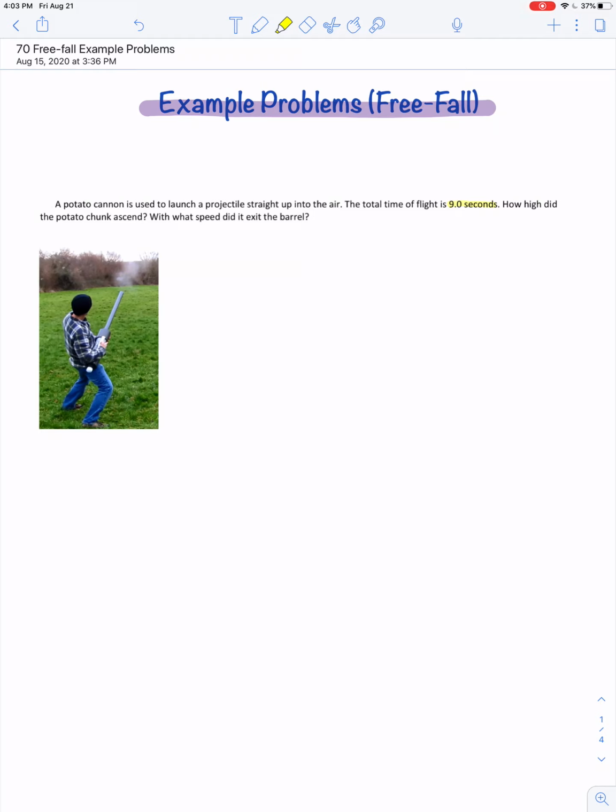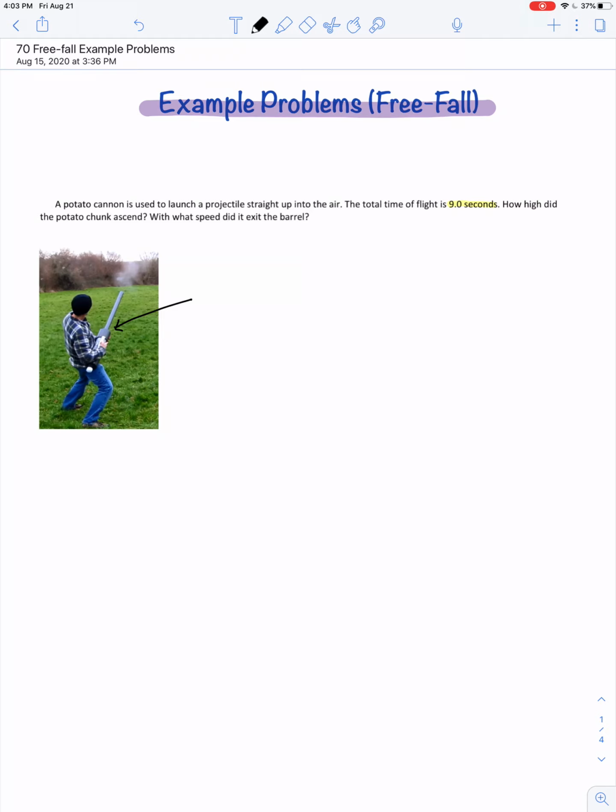So the question is, how high did the potato chunk rise, and what was the speed as it came out of the barrel? As a side note, it's pretty cheap and easy to build your own potato cannon, as long as you're safe about it. You can learn a lot about physics by experimenting with your potato cannon.